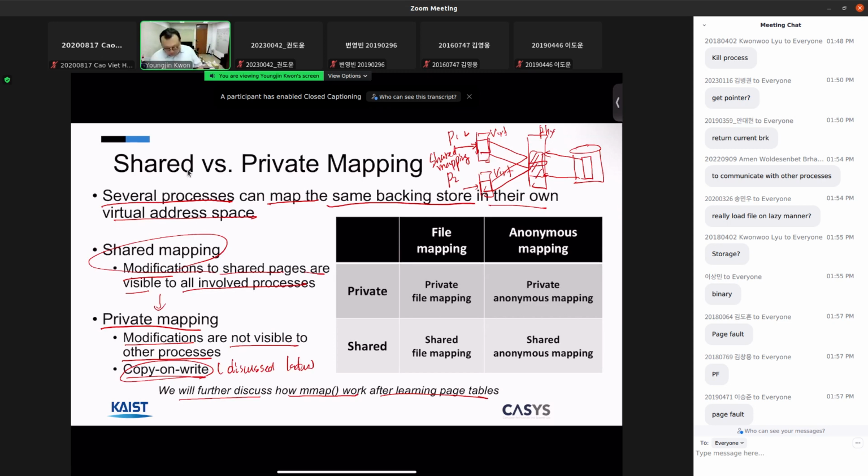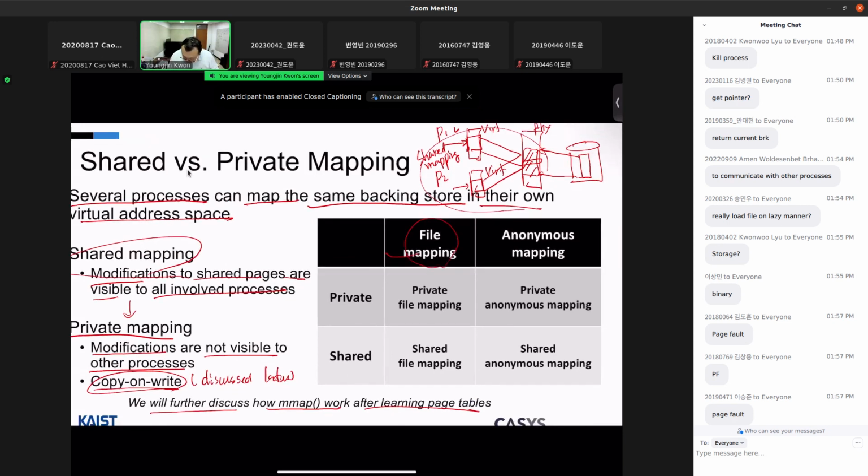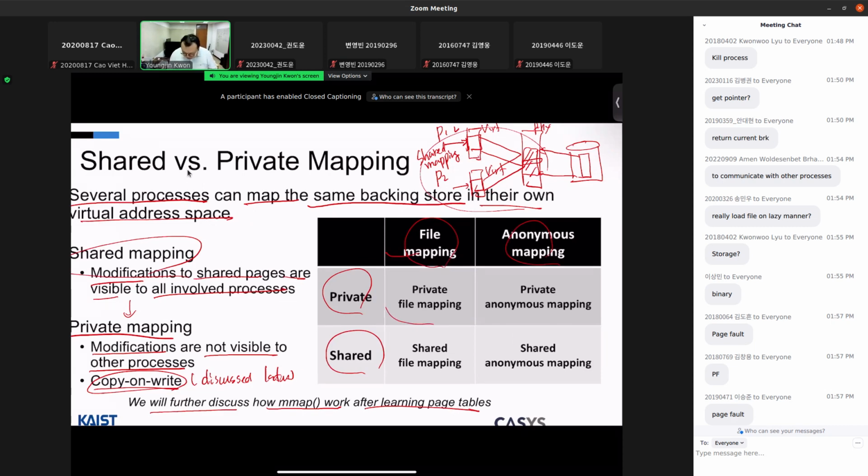Okay, so that is the shared mapping semantic and private mapping semantic. So mmap can specify, therefore, 4 combinations are possible. There's a file-based mapping or anonymous mapping, and there's private mapping and shared mapping. Private file mapping is possible. Okay.